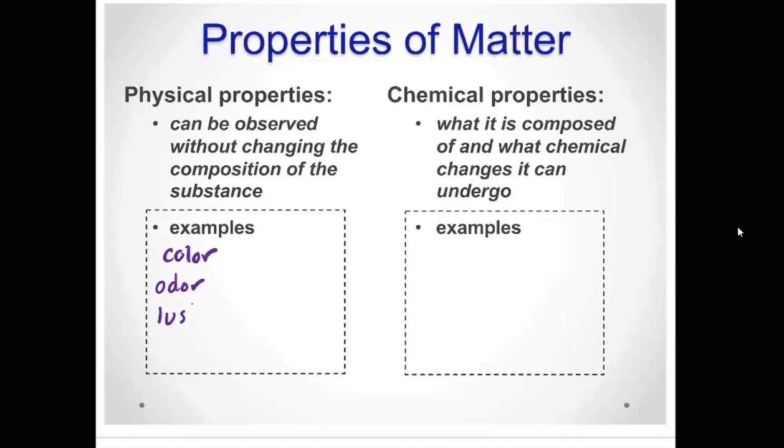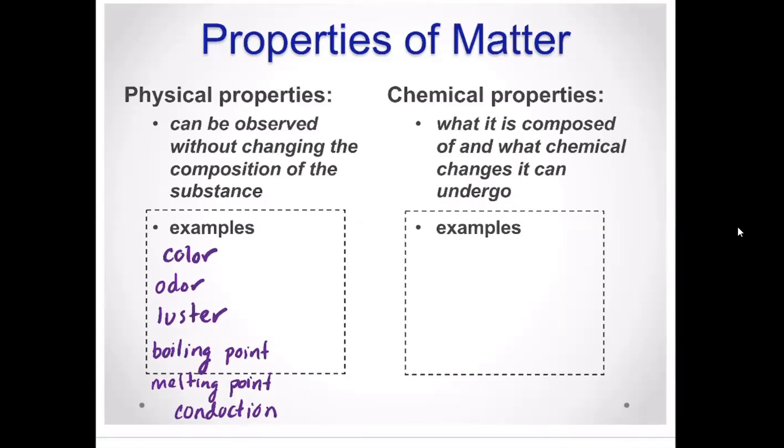We talked about metals. We talked about if they were lustrous or not. Another thing we use to describe substances would be its boiling point or melting point. Can they conduct heat or electricity? I'll just put conduction. So those are some examples of physical properties.